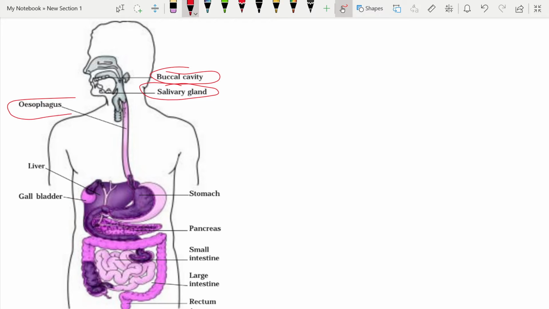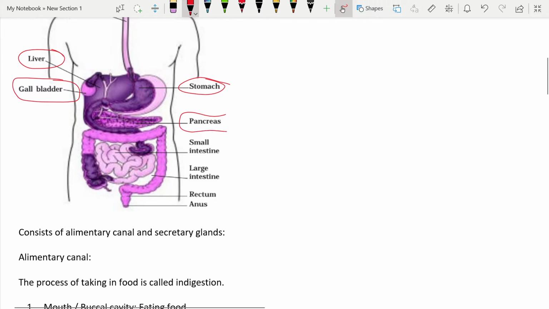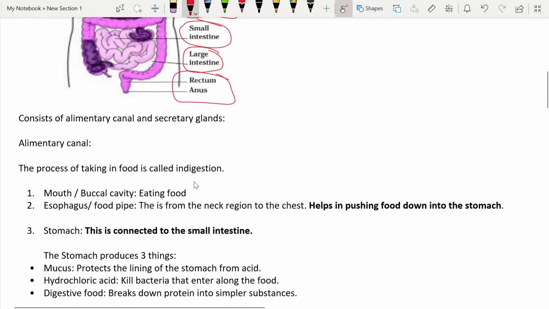It has the esophagus or the food pipe. It has the stomach, where food is kept and digested. You've got the liver, which secretes bile. You've got the gallbladder, which stores bile. You've got the pancreas, which also secretes pancreatic juices. The small intestine gets all the juices and digests the food. We have got the large intestine, where the undigested food travels through, and then the rectum and the anus help in excretion of the undigested food.